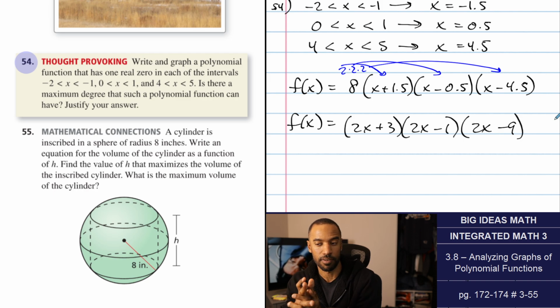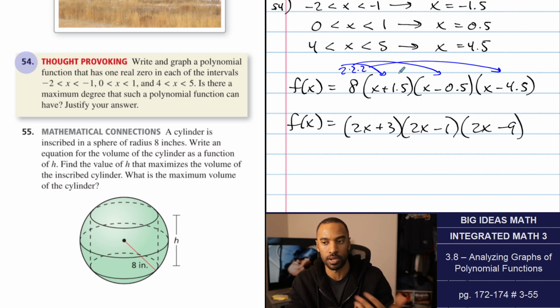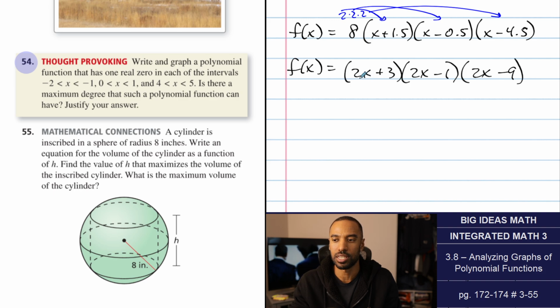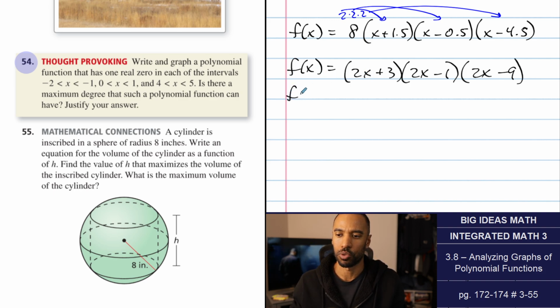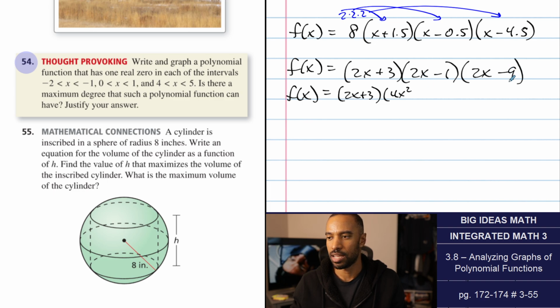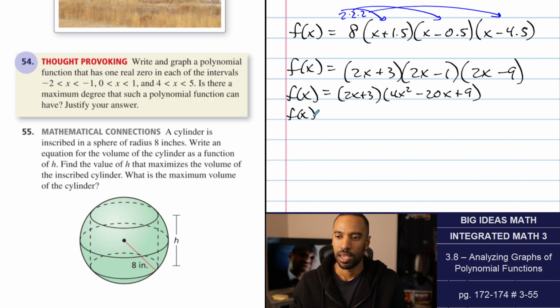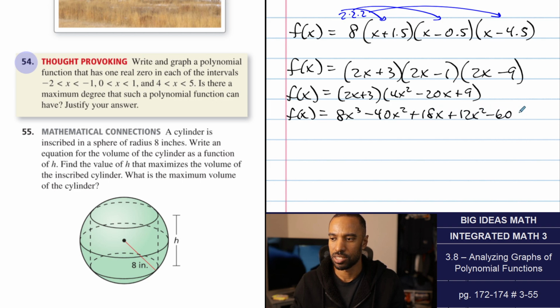Now I still have to graph this eventually. I've got to graph either this one or the way that it's written. I'll use the graphing calculator for it. But at least here, my numbers will be clean for me to go with when it comes to expanding this out, which is what I'm going to do next. I'll multiply 2x plus 3 times these two after multiplied together. That's 4x squared minus 18x minus 2x minus 20x plus 9. And then distributing that, that's 8x cubed minus 40x squared plus 18x plus 12x squared minus 60x plus 27.